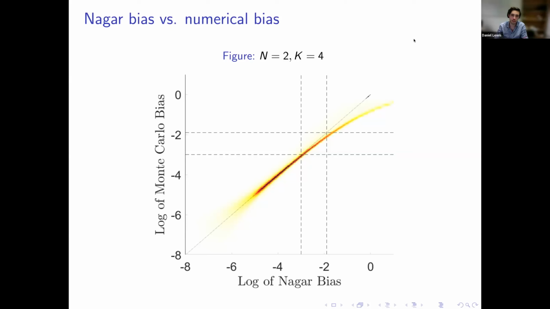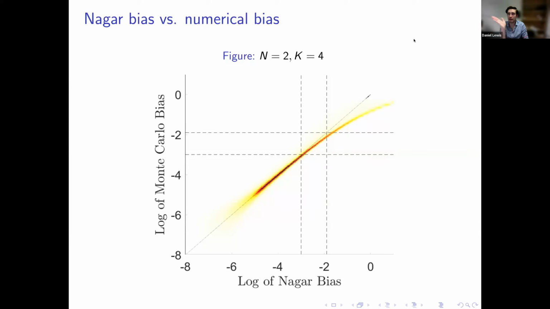of each of these two quantities. And if the Nagar bias was perfectly accurate, this would just be a 45-degree line. What you can see is, generally speaking, it's close to the 45-degree line. The region of interest, which is values for the bias between 0.05 and 0.15, is what's in that intersection of dashed black lines. So you can see that within that region of interest, they're fairly close to that 45-degree line.